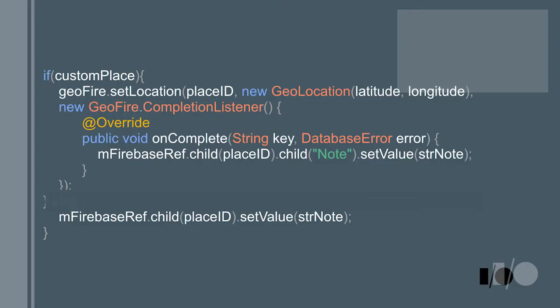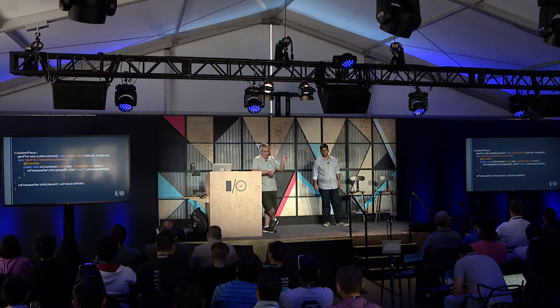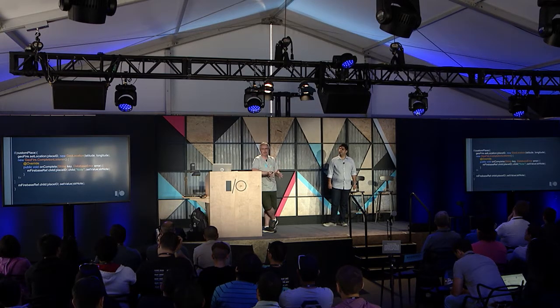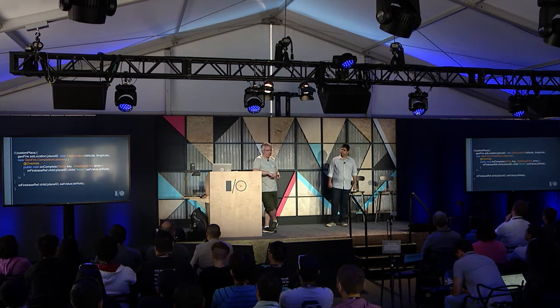There's going to be a place ID on that. It already had children, you remember, with the 0 and 1 for latitude and longitude, so that's why the code is slightly different here. I create a child called note and set a value on that. And this is my entire code for storing data in a database for my application, both custom locations that I've created and stuff that came out of the Places API.